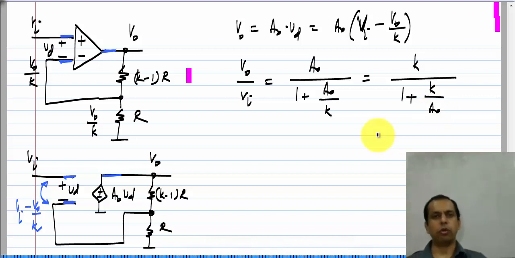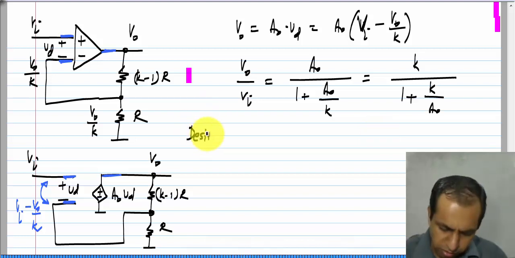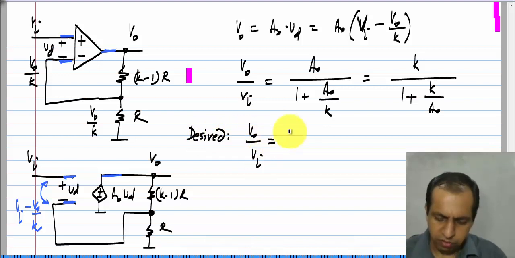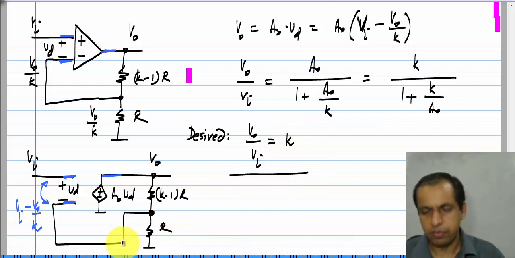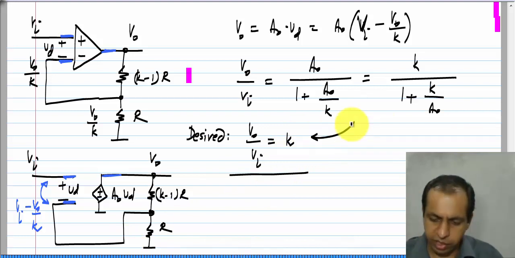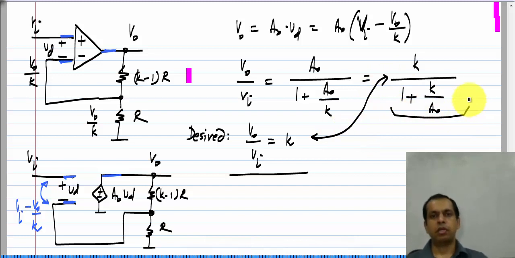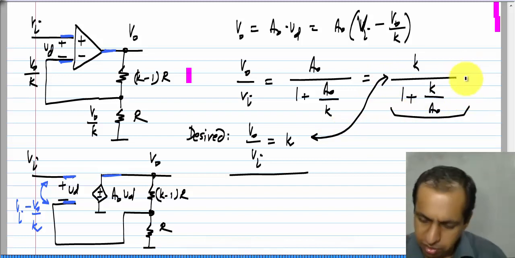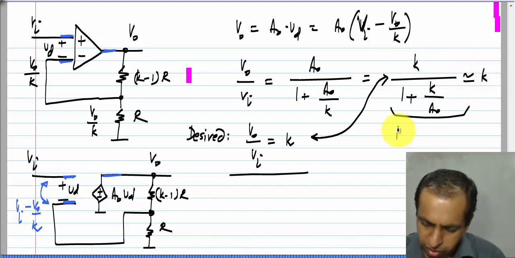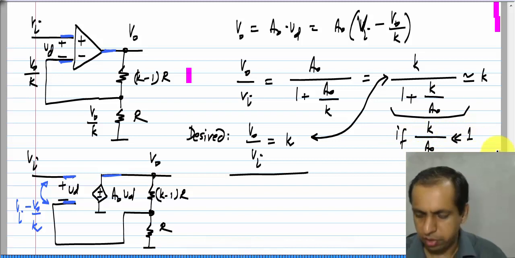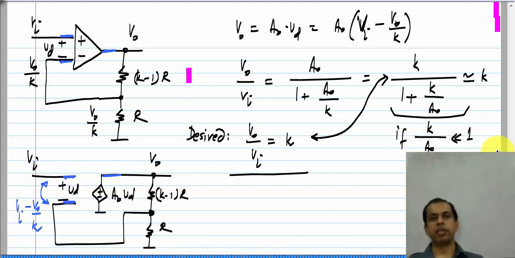Now, what did I want? My original goal was to realize an amplifier of gain k. So, that means that the desired function is V naught by V I equals k. Now, what I have is not exactly this, but that one. But by inspection you see that this will be approximately equal to k if k by A naught is much smaller than 1. Okay. So, this is where the significance of A naught being very large comes in.